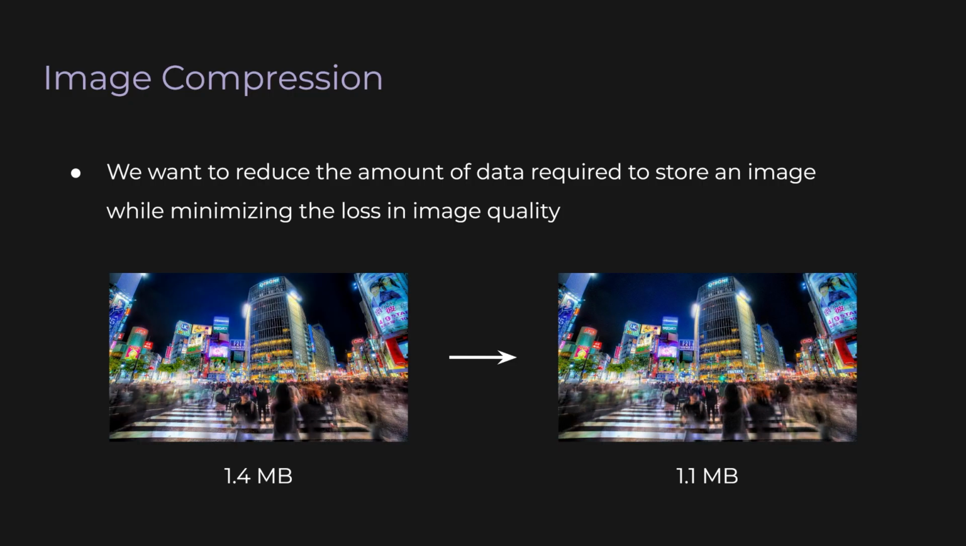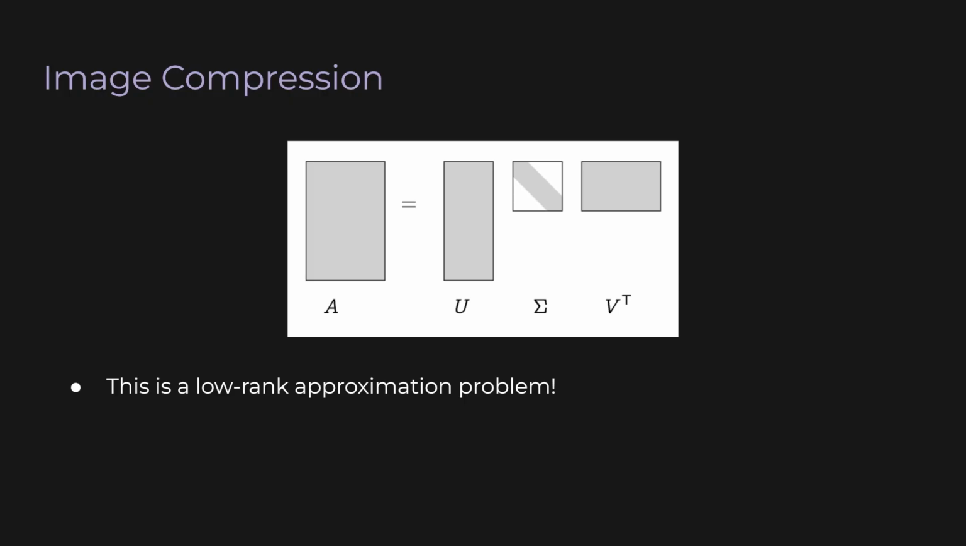To be specific, we might have an uncompressed image like the one on the left with a file size of, say, 1.4 megabytes, and we'd like to compress it to 1.1 megabytes without any noticeable change in quality, like the image on the right. Now, given that images are just matrices, how might we use SVD to solve this problem? Well, if you think about it, this is just a low-rank approximation problem.